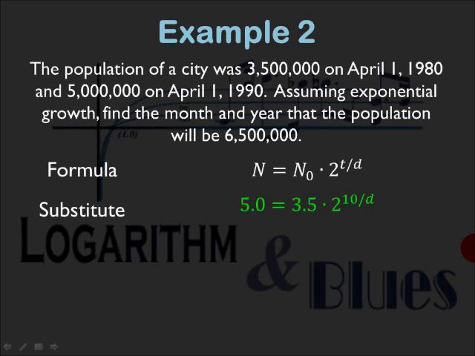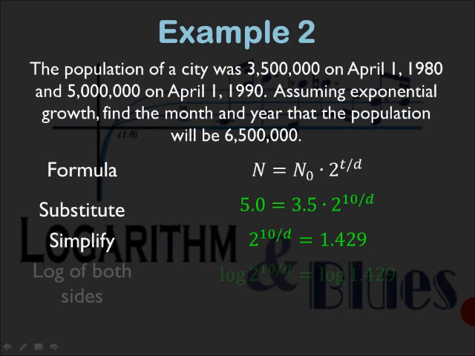Alright, now let's solve for d. How do we do that? Let's simplify it. First, let's divide both sides by 3.5. So you get 2 to the 10 over d power is 1.429. Now, just like we saw in example 1, to get rid of a log, you need to take the power of the base to both sides. In example 1, it was 10. To get rid of an exponent, or to get an exponent by itself, you need to take the log of both sides. So let's take the log of both sides. So log of 2 to the 10 over d power equals the log of 1.429.